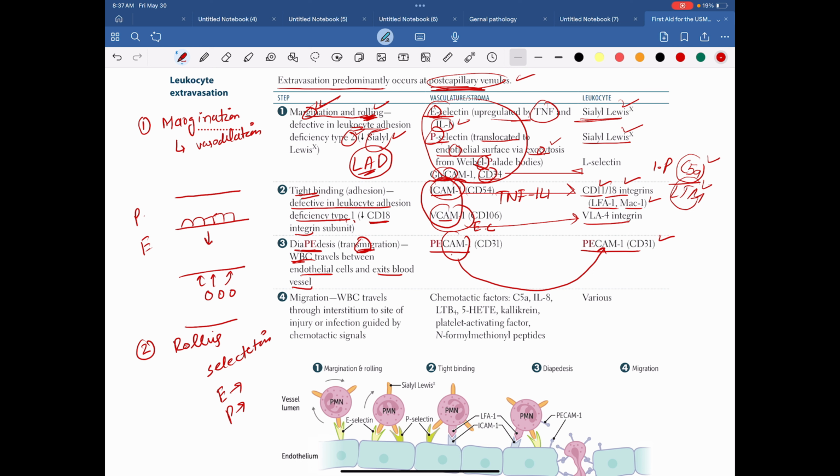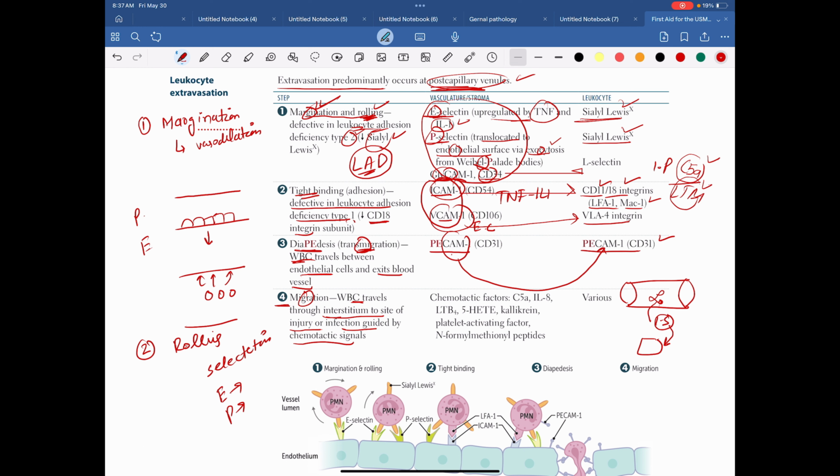Then after that we have the migration. So basically what is the meaning of migration? It means when the white blood cell travels through the interstitium to the site of injury or infection, guided by the chemotactic agent. So let's take an example of this diagram. Let's suppose this is the blood vessel. We know that normally the immune cells are present in the blood vessel. Let's suppose these are the neutrophils. When the transmigration occurs, these neutrophils will leave this blood vessel and come to this interstitial space. And here is the example of injured tissue. So when the neutrophils reach this interstitial space, they will come toward this injured tissue. This is called migration, and this migration is going to occur with the help of chemotactic signals.